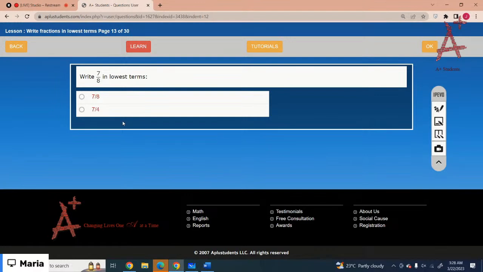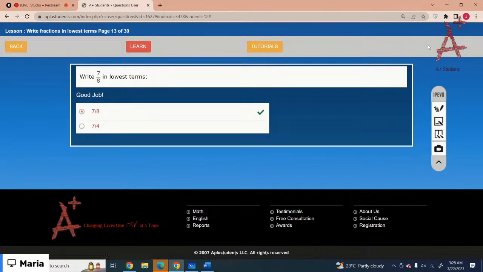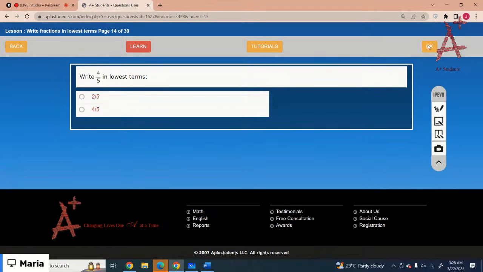Yes, 7 by 8 is already in the lowest form. Very good. So the correct option is 7 over 8. Okay, write 4 by 5 in the lowest terms. So which is the correct option? Yes, that is already in the lowest form. That would be 4 over 5. Got it?